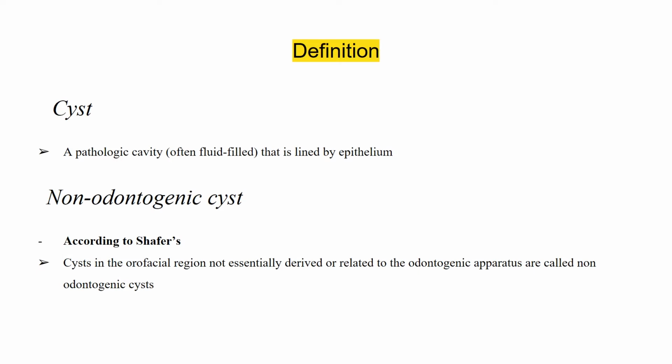Now let us see the definition of a cyst. A cyst is a pathologic cavity, often fluid-filled, that is lined by epithelium. According to Shafer, cysts in the orofacial region not essentially derived or related to the odontogenic apparatus are called non-odontogenic cysts.